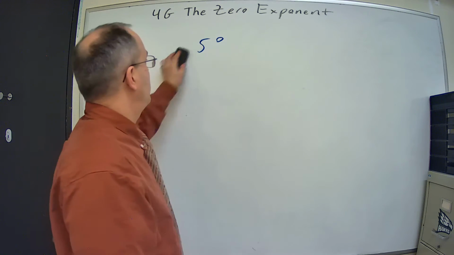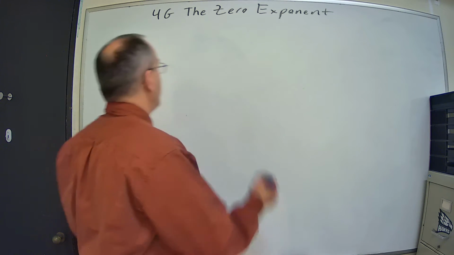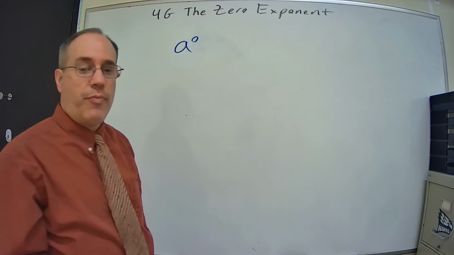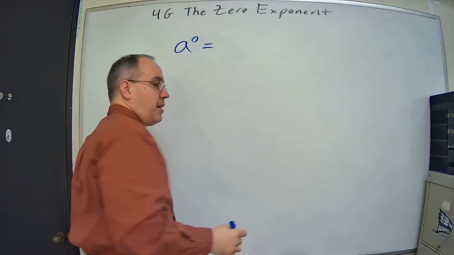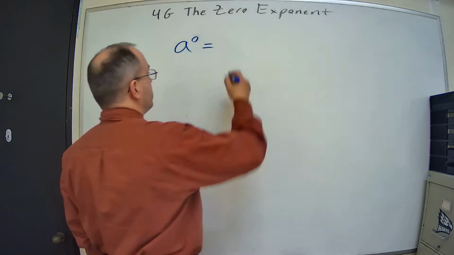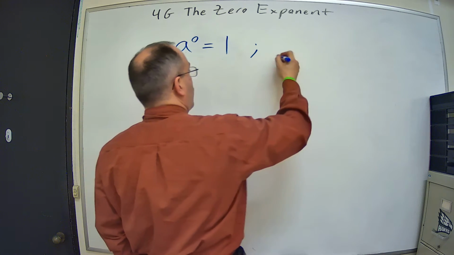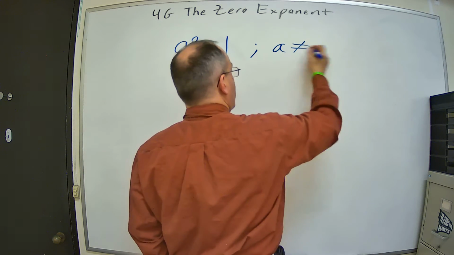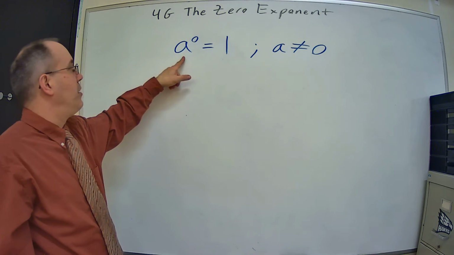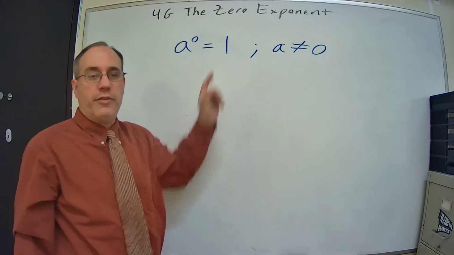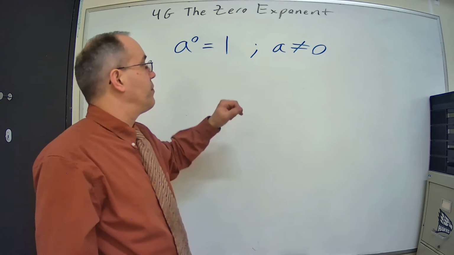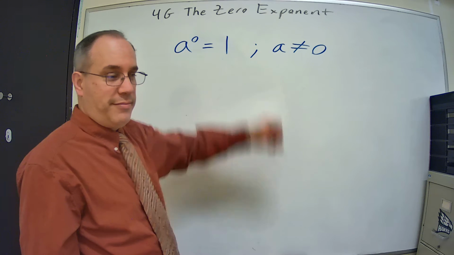Well, in mathematics, if you have a value a raised to the 0th power, with an exponent of 0, we define that as being equal to 1, where a is not equal to 0. So if we take any number other than 0 and raise it to the 0th power, we define it as 1. That's a semicolon, not a J. Okay?